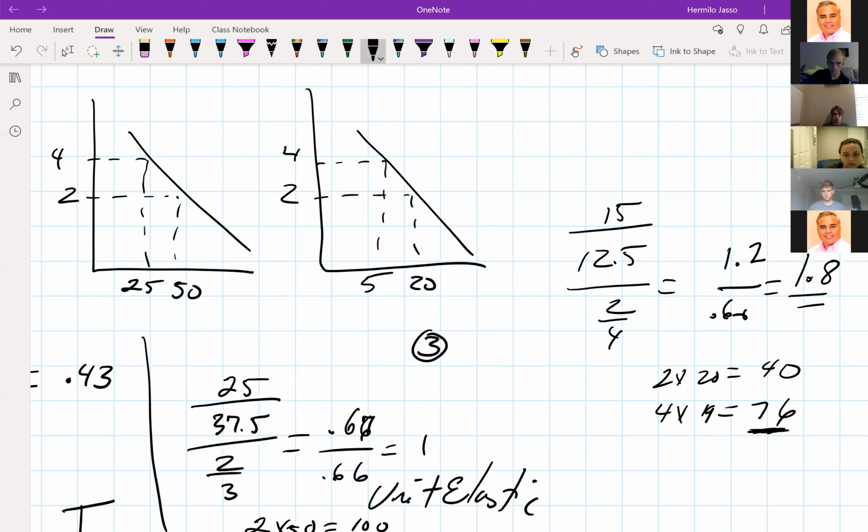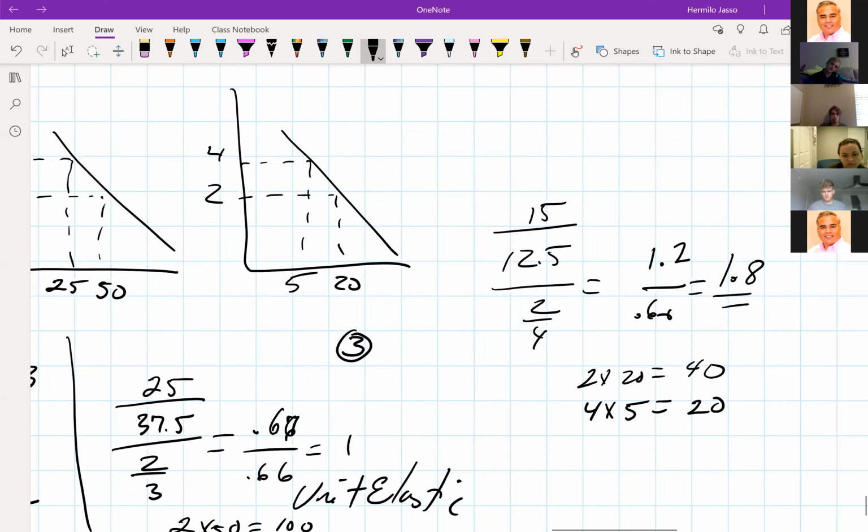Elastic, because people respond. Look how much they respond. See, before you were making 2 times 20, you were making $40, and now you increase your price to 5, and now you're only selling 5 units. Your sales decrease by half because the response was very, very elastic.